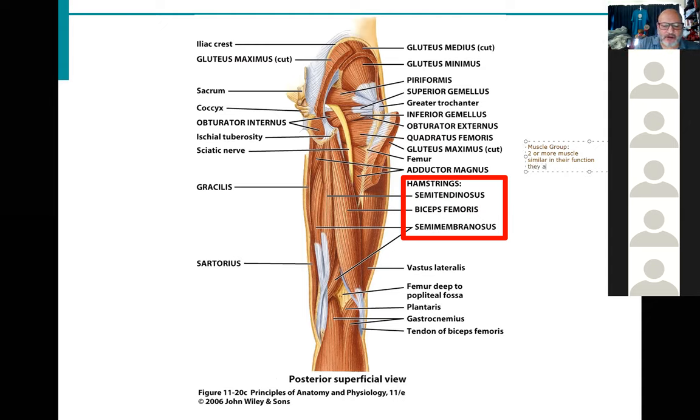They all must share at least one attachment point. They must have a shared origin or a shared insertion. That is the other criteria. All right. And that's what we have here in a muscle group called the hamstring. Anyone know why this is called the hamstring?